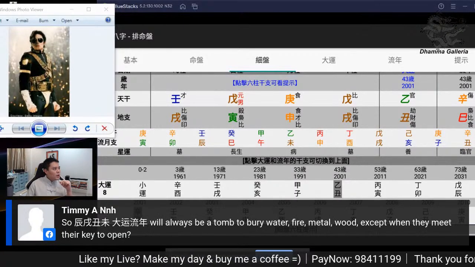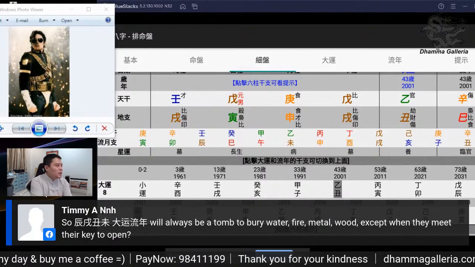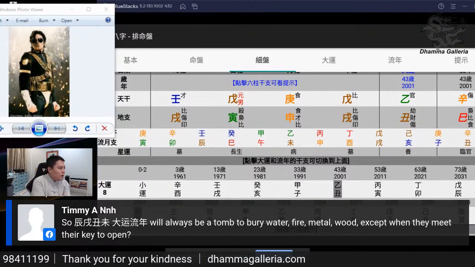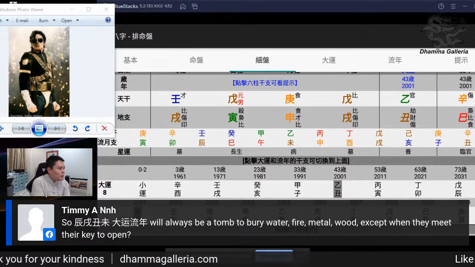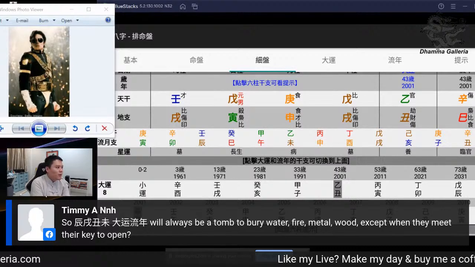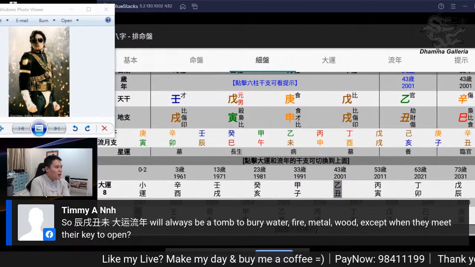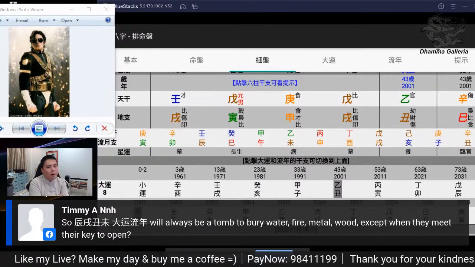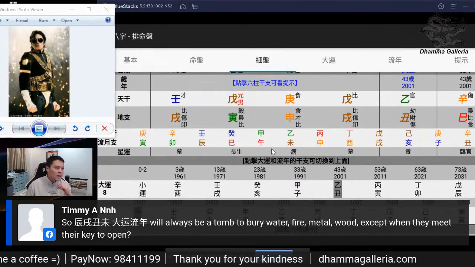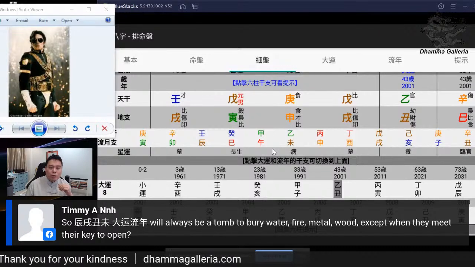And this is his question. Chen Xu Chou Wei. Let me explain his question. He's asking about Chen Xu Chou Wei, which are the 4 storages. If they are found within the destiny trend, they are a tomb or a kind of burial for the elements of water, fire, metal, wood, except when they meet with the key to open. Yes, correct. We will consider the storages to be negative if they bury the variable elements.